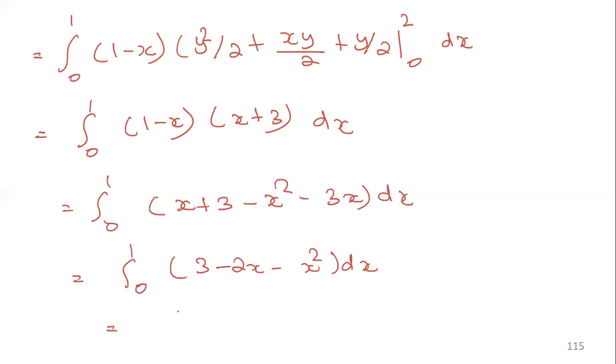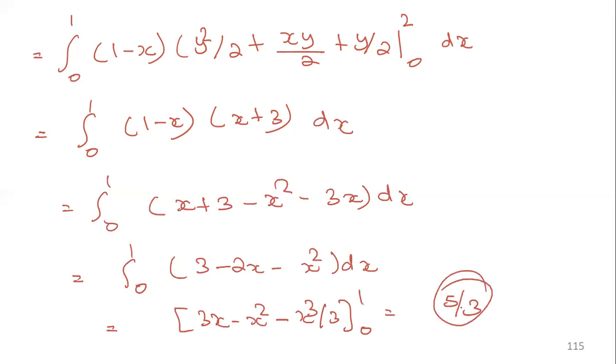Did you get the answer? Did Valavaskar get the answer? Okay, so now you need to integrate: 3x minus x square minus x cube by 3, from 0 to 1. So you will get the answer as 5 by 3. So this is how you get 5 by 3. See if you are getting it. Try it without copying, because in the exam you have to do it yourself.